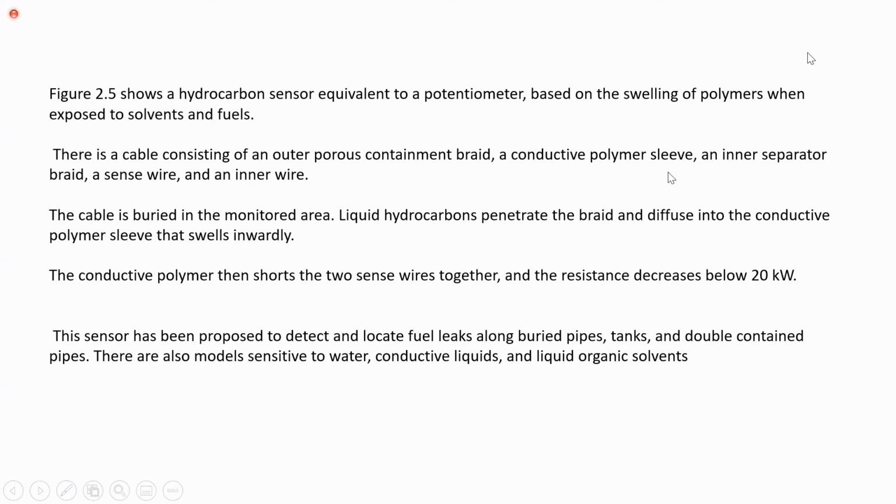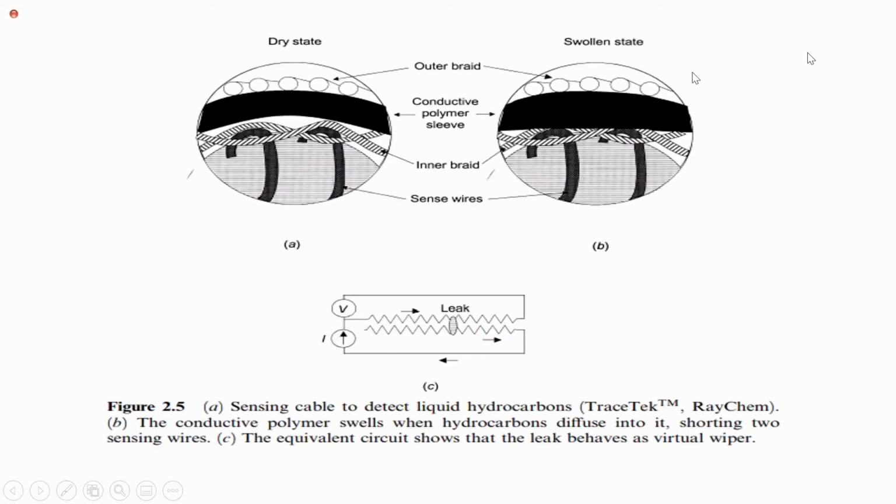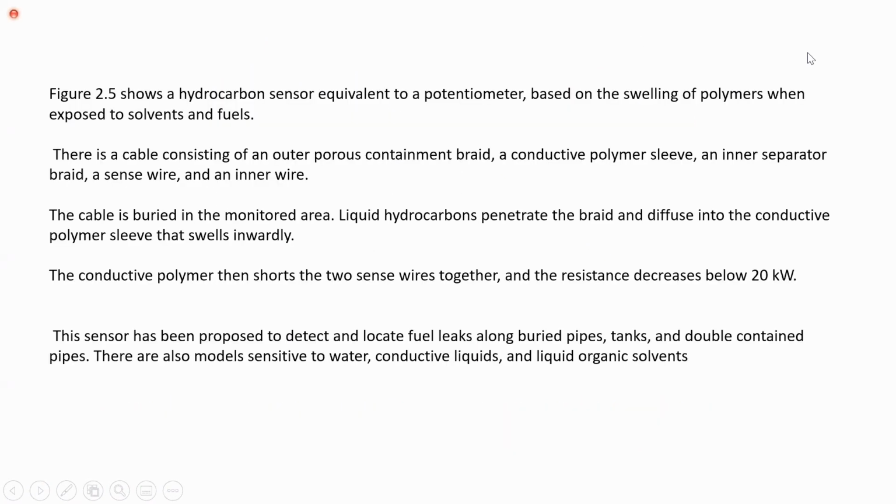The conductive polymer cable is buried in the monitored area. Liquid hydrocarbons penetrate the braid and diffuse into the conductive polymer sleeve that swells inwardly. So this figure shows the swollen state, and here we have the dry state. The conductive polymer then shorts the two sense wires together, and the resistance decreases below 20 kilohms.